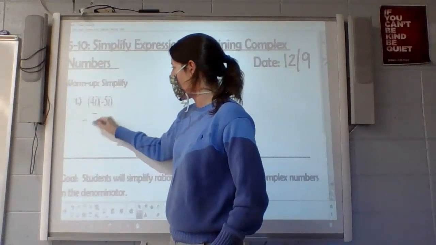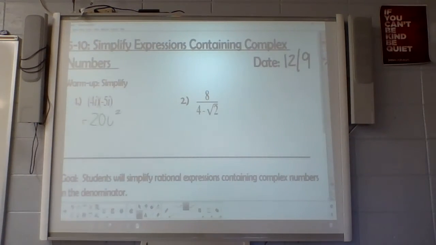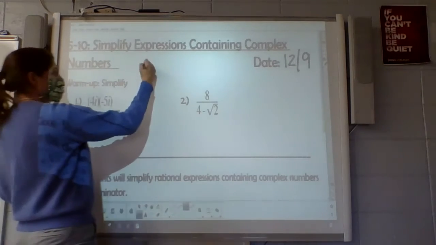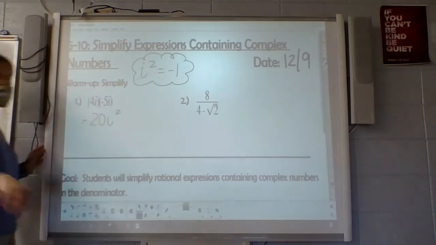Negative 20i squared. Guess what i squared is? Yeah, so i squared is negative 1. So don't forget about that, that i squared equals negative 1. That was on our last test. We even talked about that for a little bit.